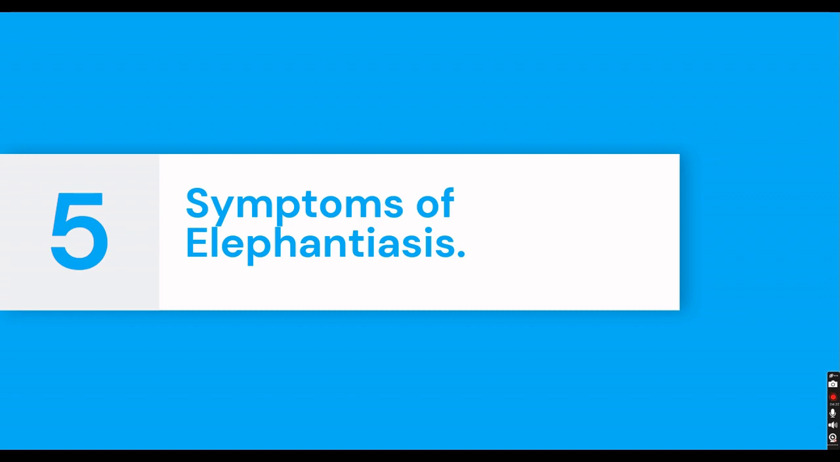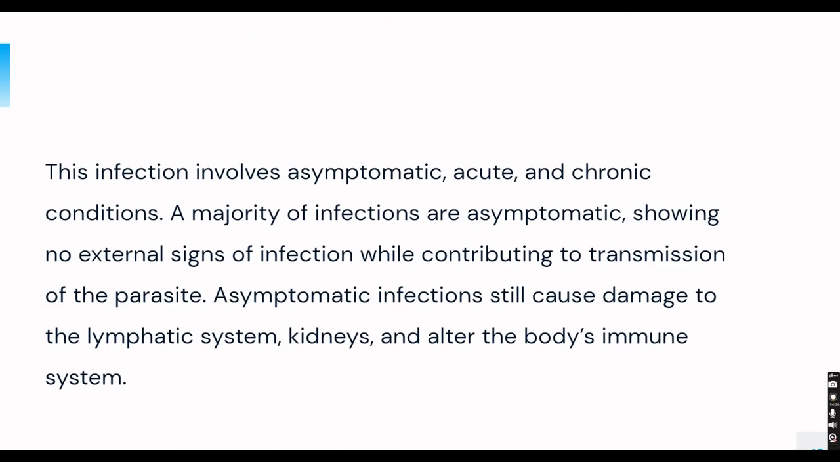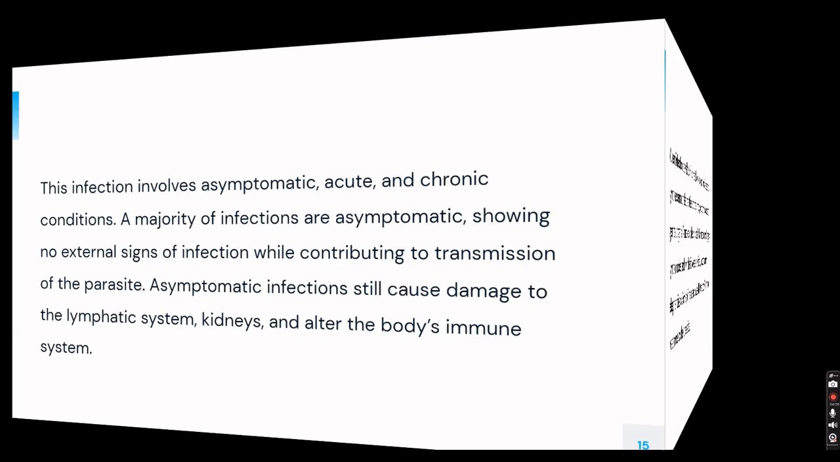Symptoms of elephantiasis. This infection involves asymptomatic, acute and chronic conditions. A majority of infections are asymptomatic, showing no external signs of infection while contributing to transmission of the parasite. Asymptomatic infection can still cause damage to the lymphatic system and kidneys, and alter the body's immune system.